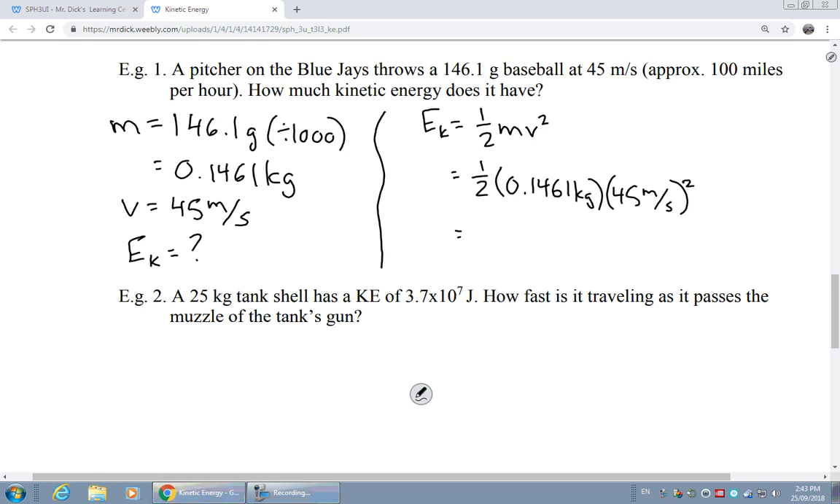And when you punch all of that into your calculator, you should get 147.926 and some other stuff. But when we round that off to just 2 significant digits, it's about 150 joules of energy. And then we would just write a therefore statement to summarize that.